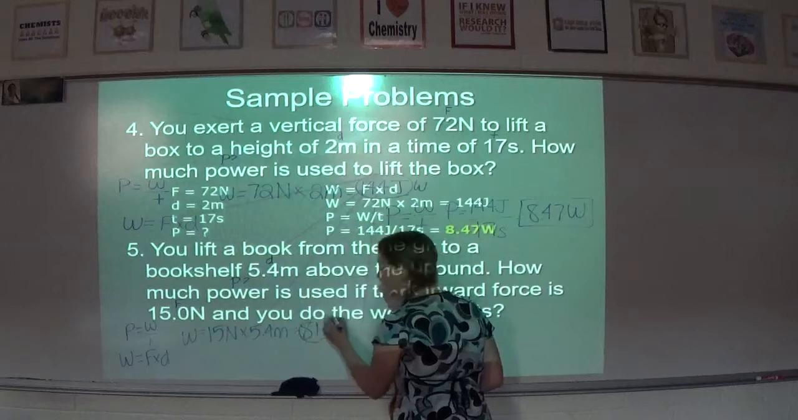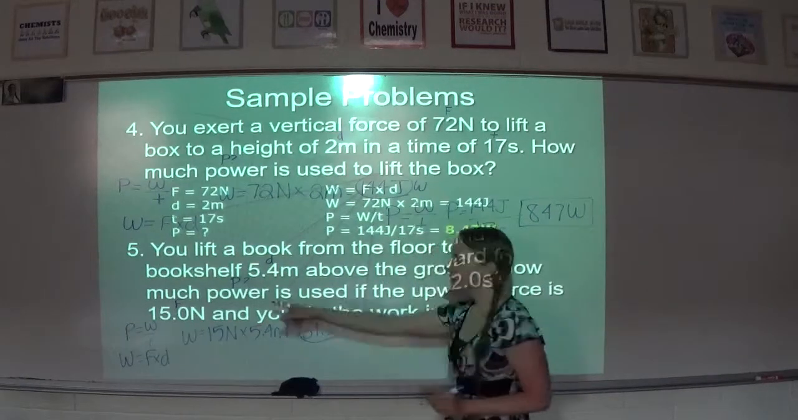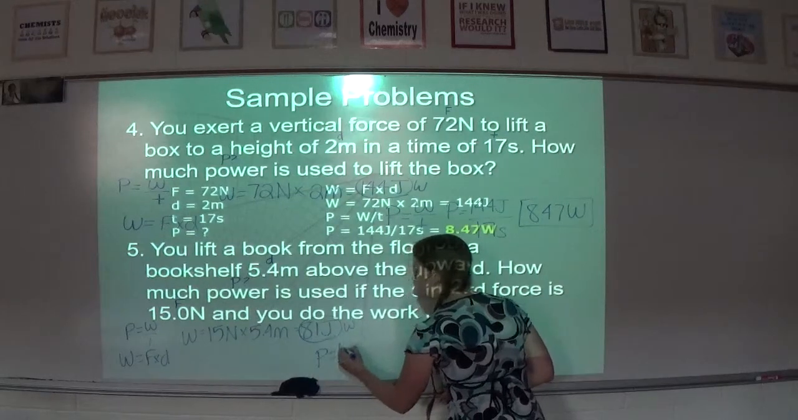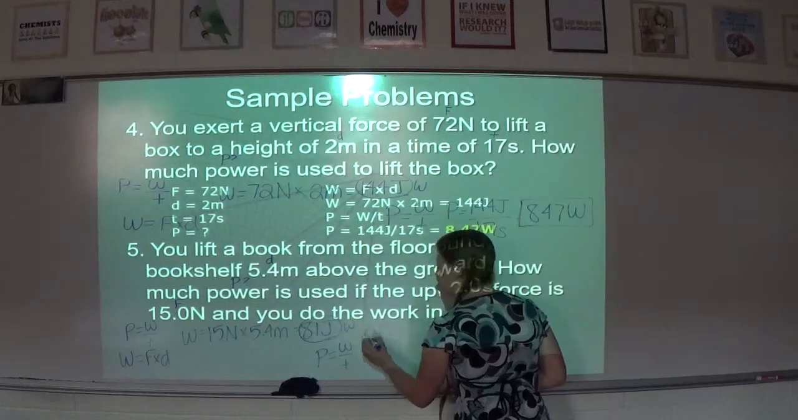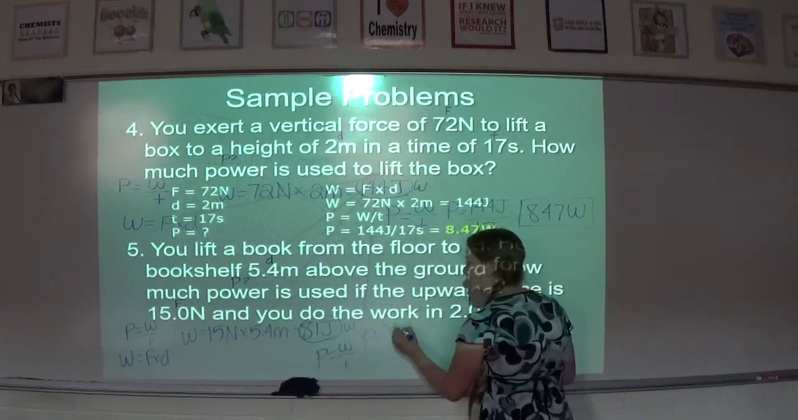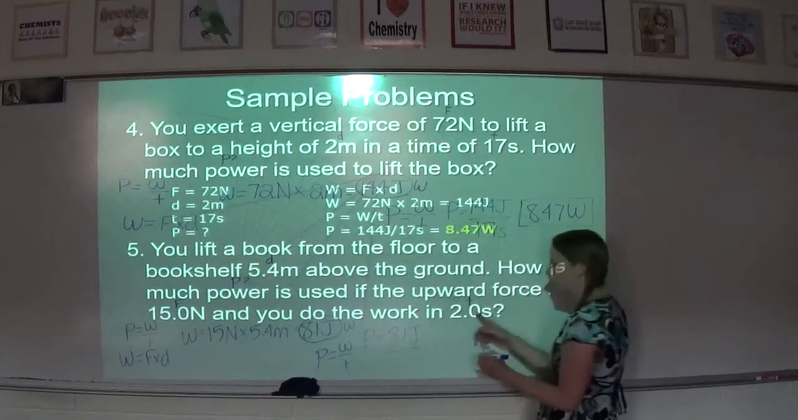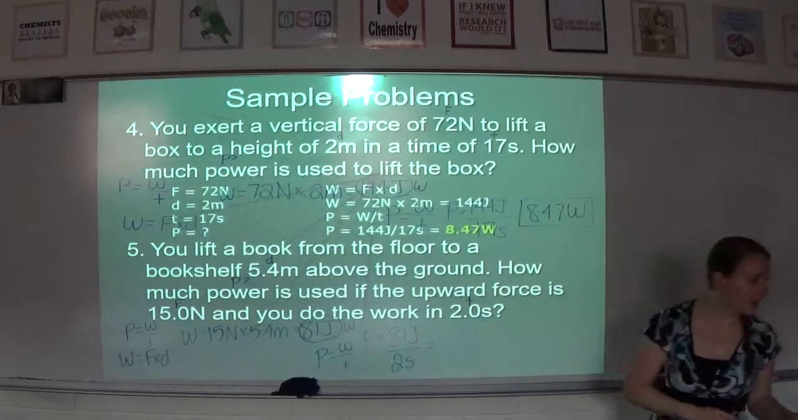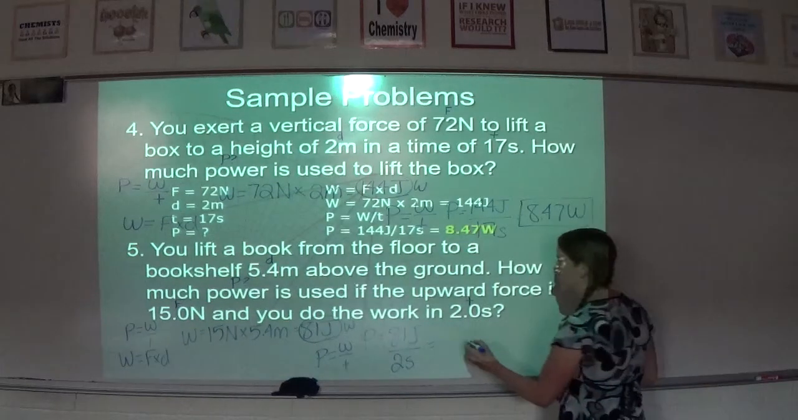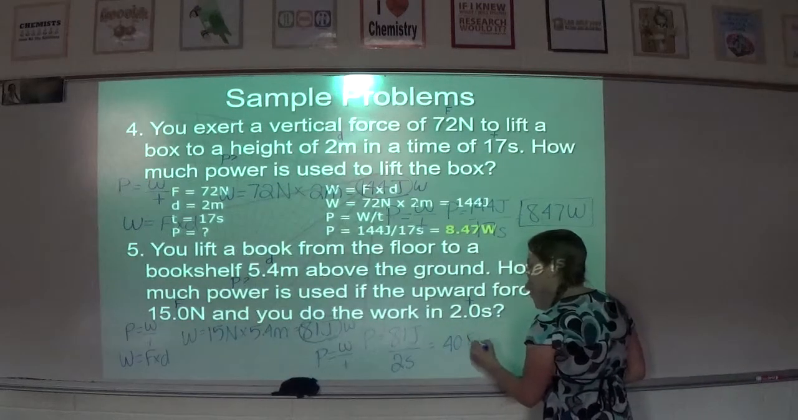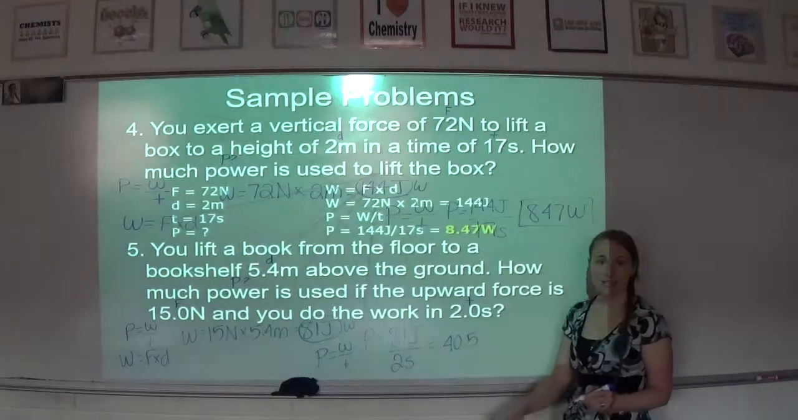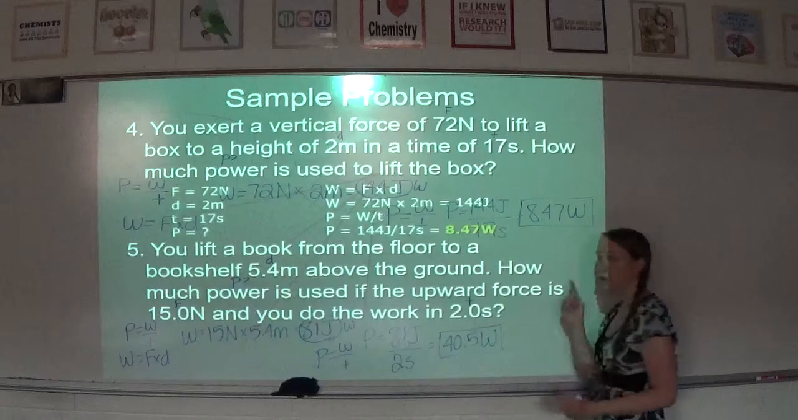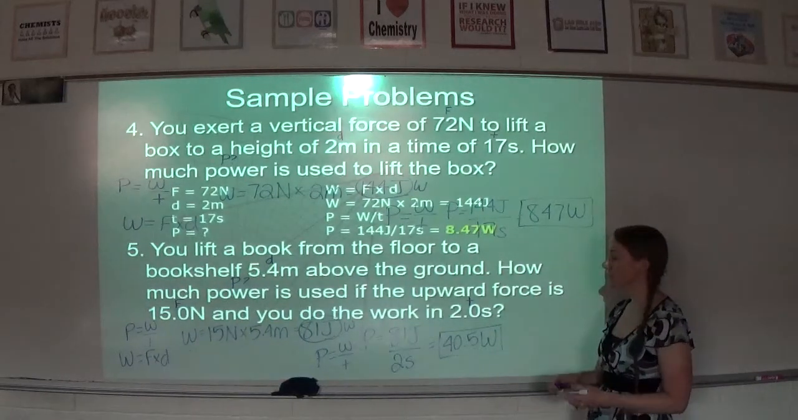And so now I can plug this number in for work. Power is work over time, so I plug in my 81 joules over my 2 seconds. Once I divide, I get 40.5. And then a joule per second is a watt. Remember, power is in watts. Work is in joules, power is in watts.